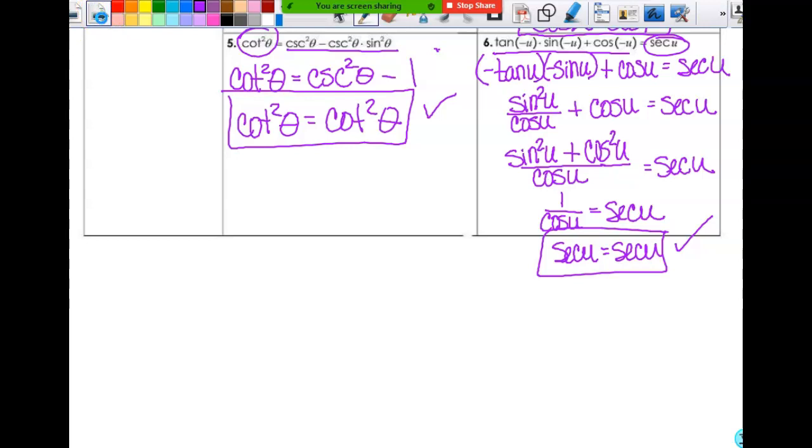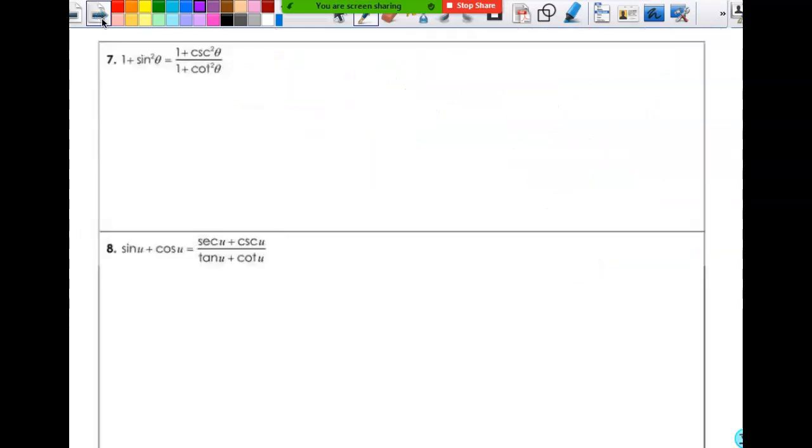Number 7. Maybe when this decides to cooperate. There we go. Okay, so I think we're going to work with the right-hand side, make it look like the left-hand side. So I'm going to rewrite 1 plus sine squared theta.